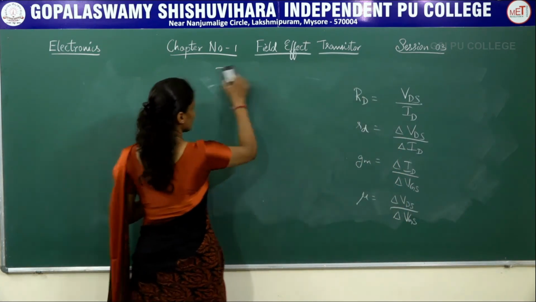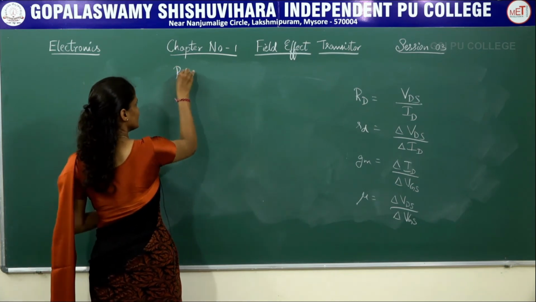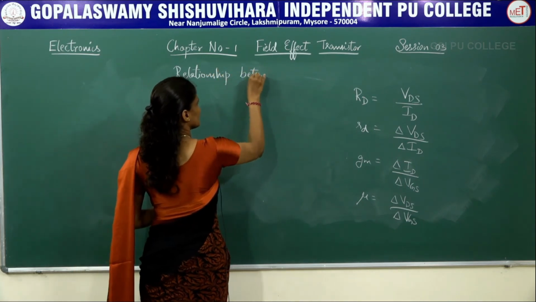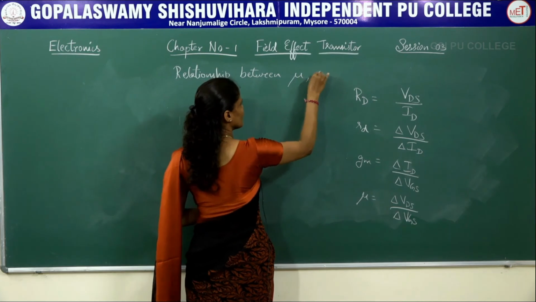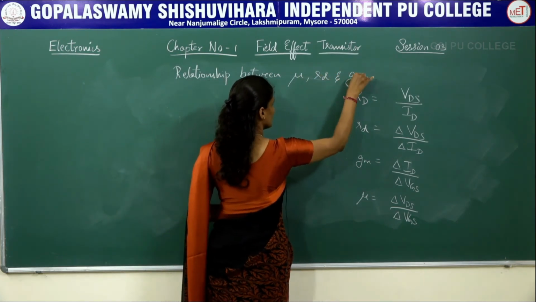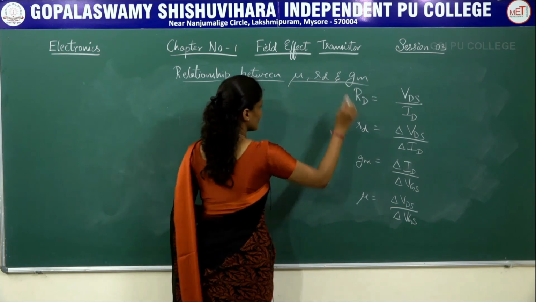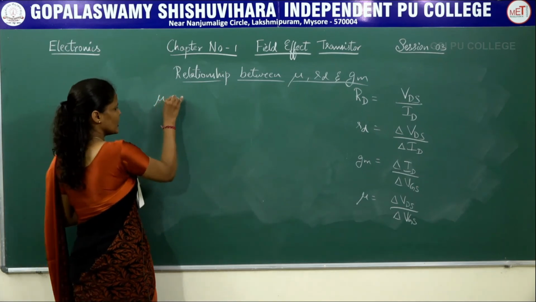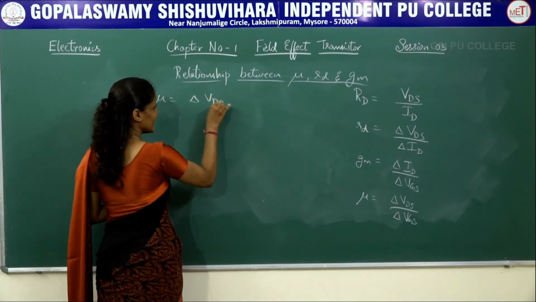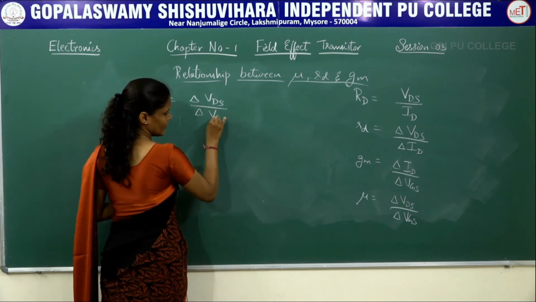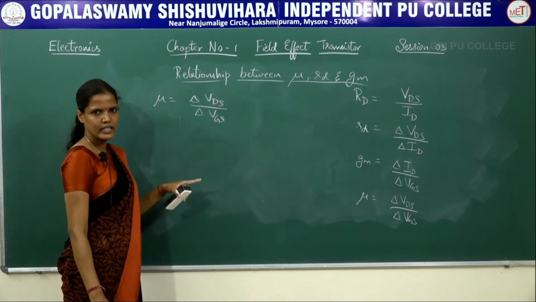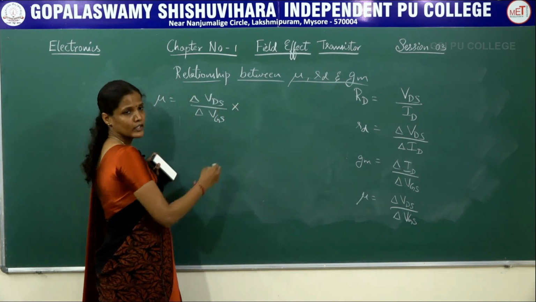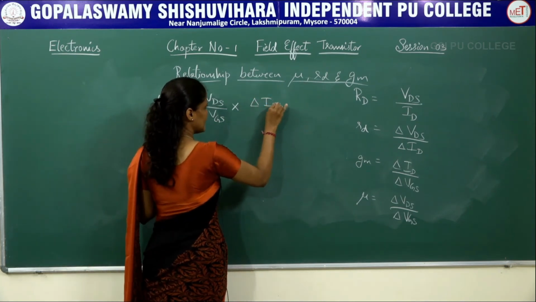Now let us try to understand the relationship between mu, rd and Gm. Mu is the amplification factor, rd is the AC drain resistance, Gm is the transconductance. We know that mu is equal to delta VDS by delta VGS. We have already derived that. So let us multiply both the numerator and denominator by delta ID.